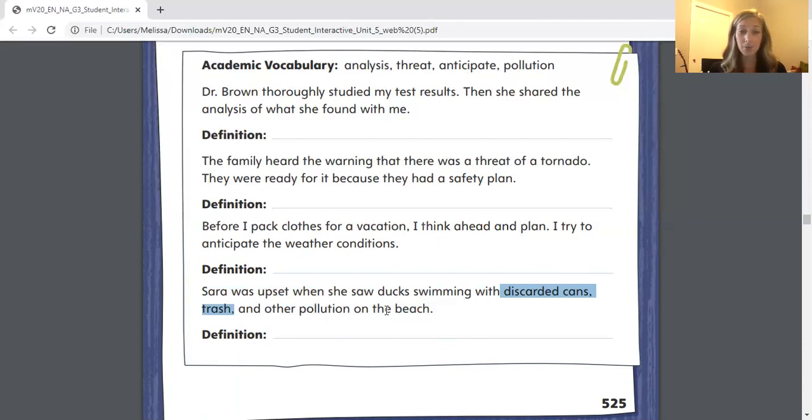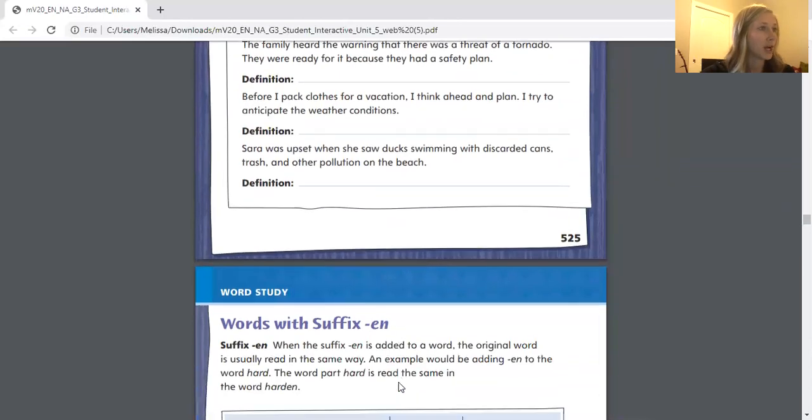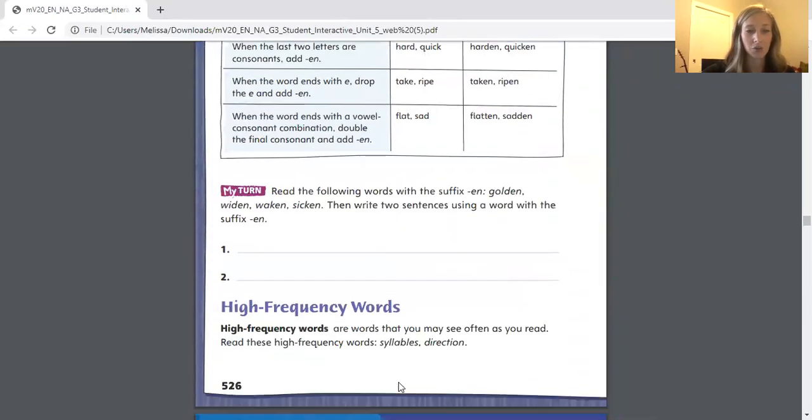Now that's an example of pollution, but what's the definition? Pollution is something dirty, unsafe, or unsuitable. So you could write something dirty, unsafe, or unsuitable. Or if you want to keep it short, just write something dirty or unsafe. Okay? All right, you guys, you did a great job following along. Let's go ahead and move on to page 526.